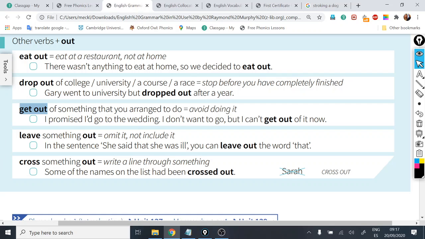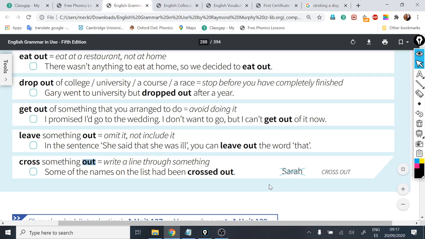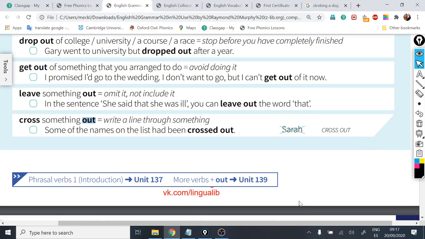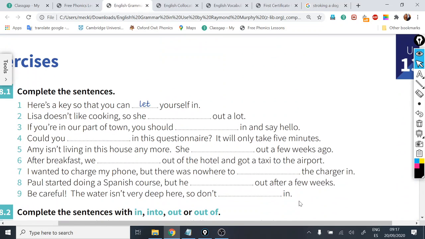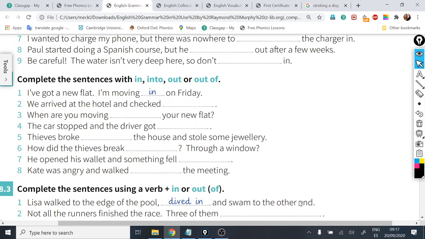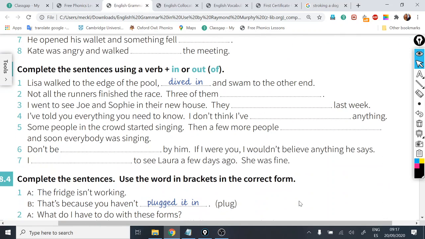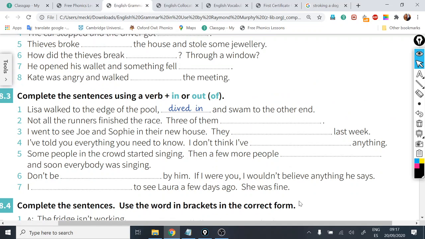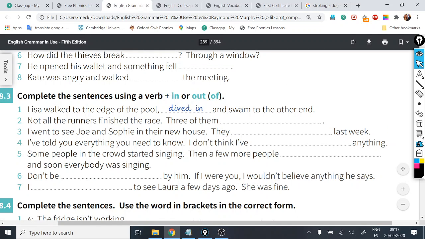You can leave something out, means you omit it, you don't include it. And cross out basically means to put a cross on a mistake, so you cross it out. Okay, let's do one exercise. So we're going to do exercise number 3 here.